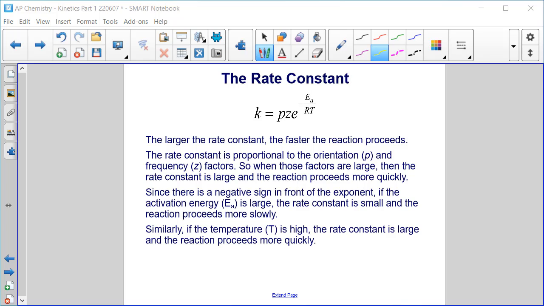Since there's a negative sign in front of this exponent, this is negative E sub A over RT, if the activation energy is large, the larger this activation energy, the smaller the rate constant. So those are inversely proportional. So if the activation energy E sub A is large, the rate constant is small, and the reaction proceeds more slowly. Similarly, because temperature is in the bottom of this negative exponent, if the temperature is high, the rate constant is large. So those are directly proportional, and the reaction proceeds more quickly.